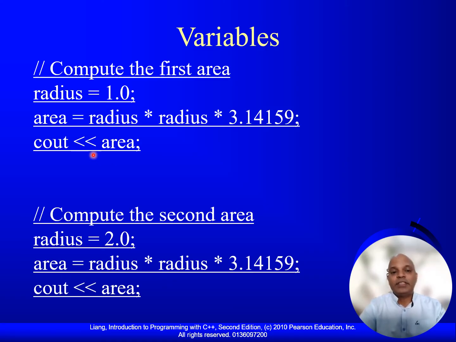If I had to compute the second area, I'm going to have to assign it, say radius is equal to 2.0, multiply that out and find the answer. I think I showed you how you can use your program over and over and over again, right? You are looping through it.